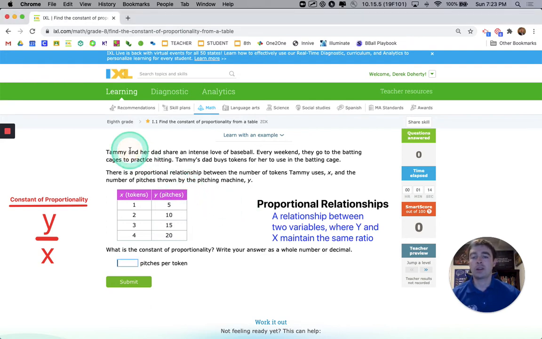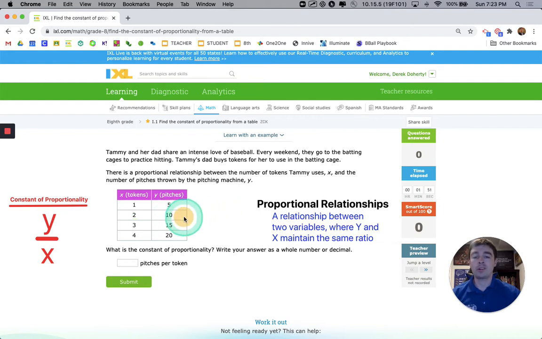So let's read through this question here. It says, because Tammy and her dad share an intense love of baseball, every weekend they go to the batting cages to practice hitting. Tammy's dad buys tokens for her to use in the batting cage. And we're told there is a proportional relationship between the number of tokens Tammy uses, which is x, and the number of pitches thrown by the pitching machine, which is y. And we see some data here. If she has 1 token for x, she's going to get 5 pitches. If she has 2 tokens, then she's going to get 10 pitches from that machine, and so forth.